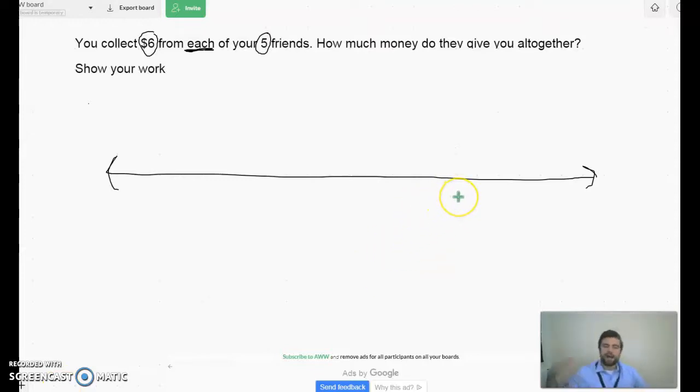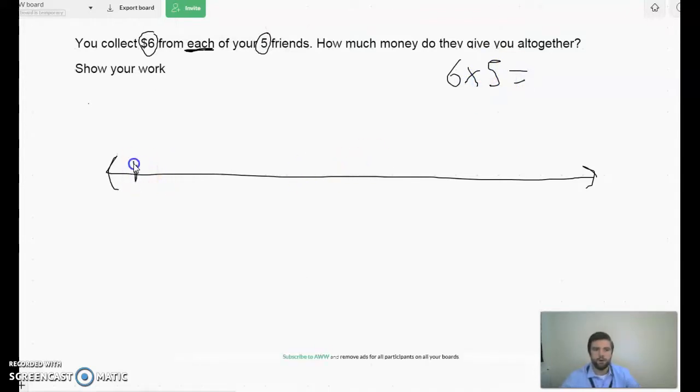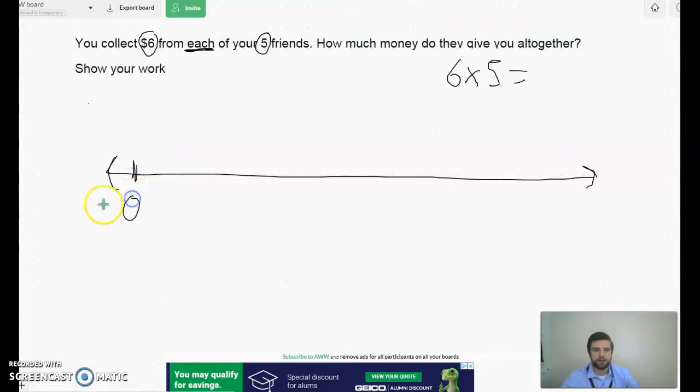Alright, so here's my number line. This is one of my favorite strategies for doing multiplication. So remember, our math problem is 6 times 5. 6 people give us $5 each. Equals what? Well, we started down here with $0. So we want to start here. And we want to figure out how much we're going to have total when we add everyone's money together.